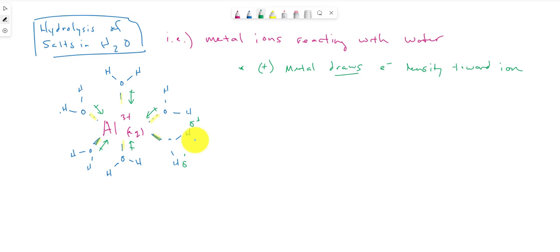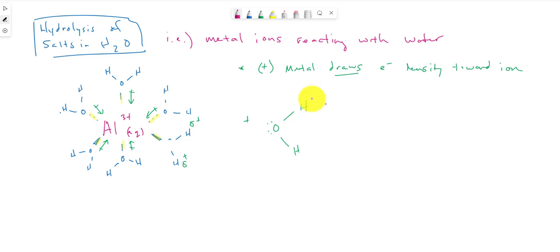Remember this little Greek delta sign, partial positive, partial negative. And since these are more positive than a normal water molecule just floating around the bulk water solution, it makes them more vulnerable to be snatched up by other things. The other things in the solution are just all the other water molecules that are out there in solution.